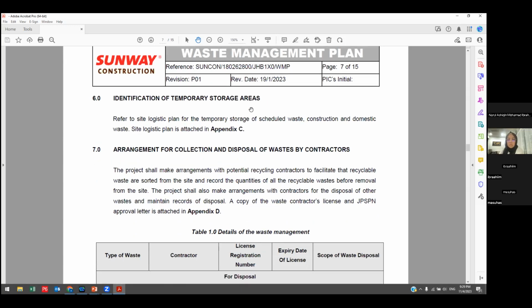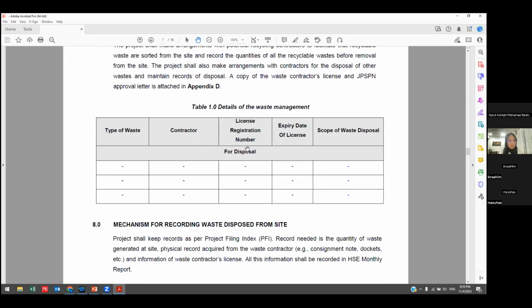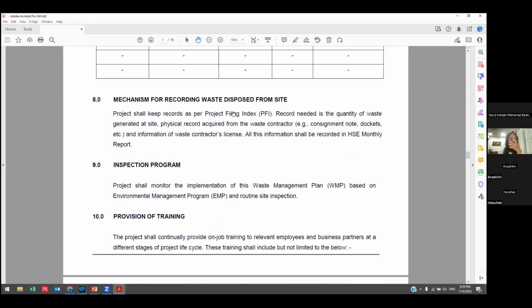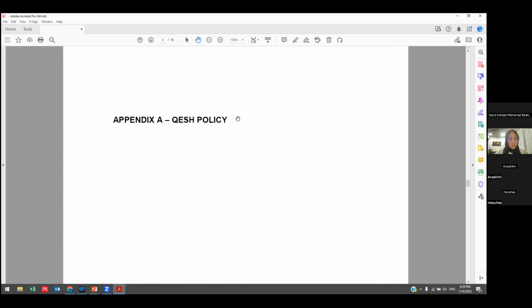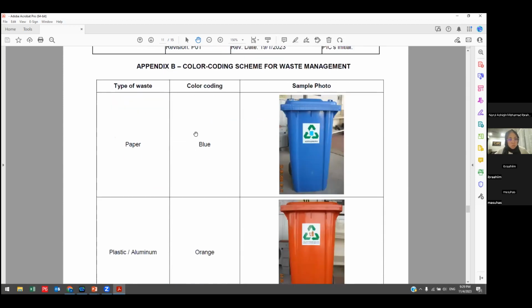And identification of temporary storage area. This refers to our site logistics just now. And then arrangement for collection and disposal of waste. This is the procedure for how we record this waste. The mechanism for recording is clarified here. And then we also have the color coding scheme for waste management, so we declare this to the client.